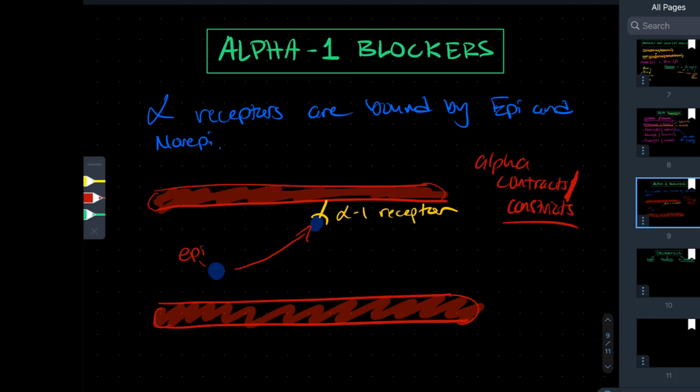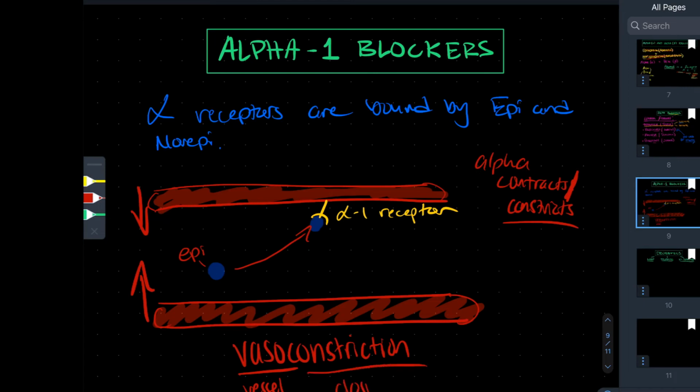So normally epinephrine is going to bind to that alpha receptor, and it's going to cause the walls to kind of close in on each other and constrict. The more proper term is vasoconstriction, which makes sense because vaso means vessel, and constriction is like closing, something like that.